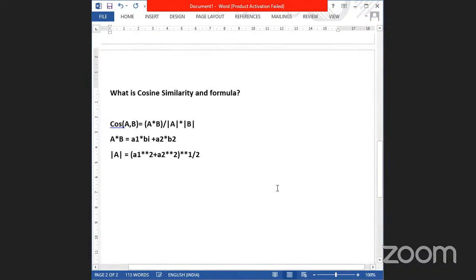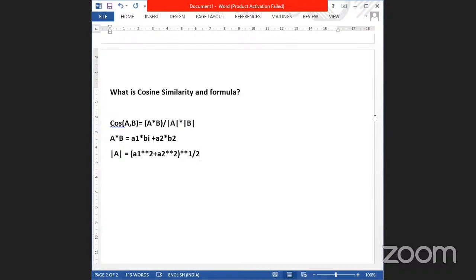And cosine similarity measures the similarity between two vectors of an inner product space. It is measured by the cosine of the angle between two vectors and determines whether two vectors are pointing in roughly the same direction or not. It is often used to measure document similarity in text analysis.